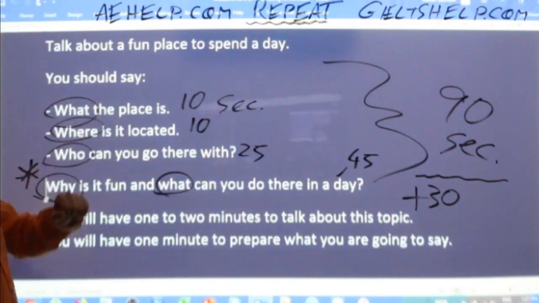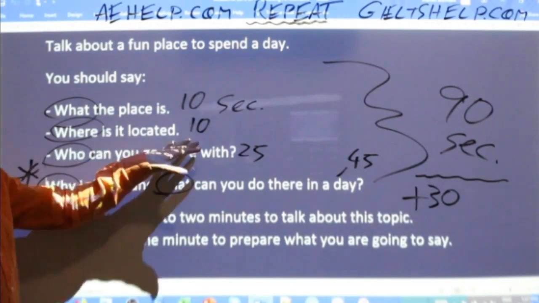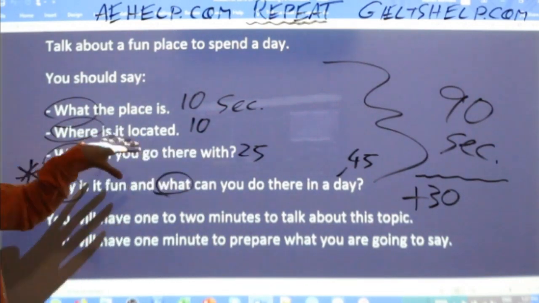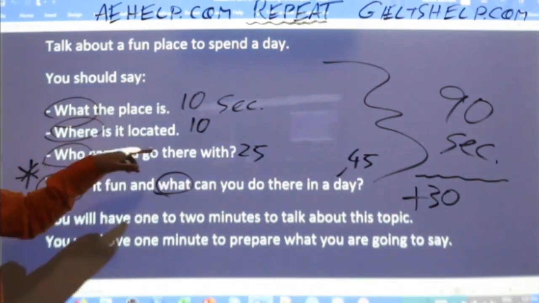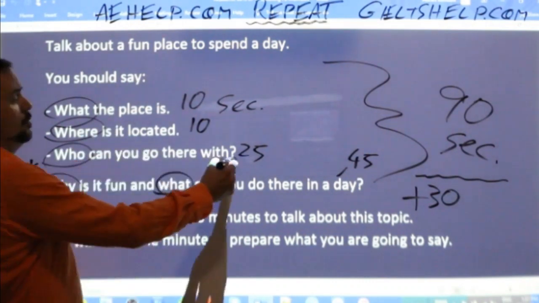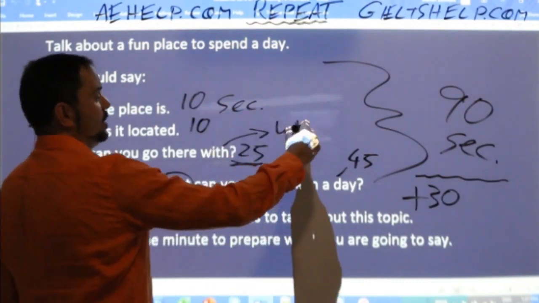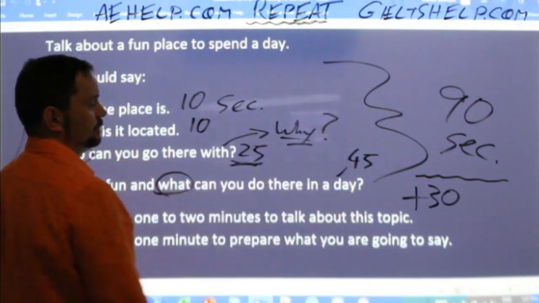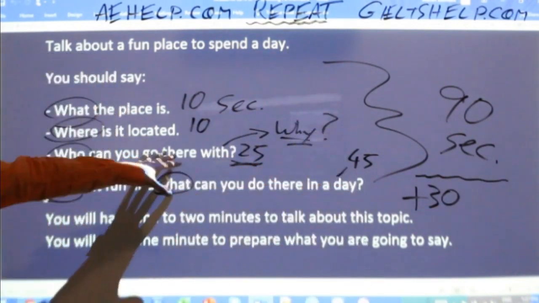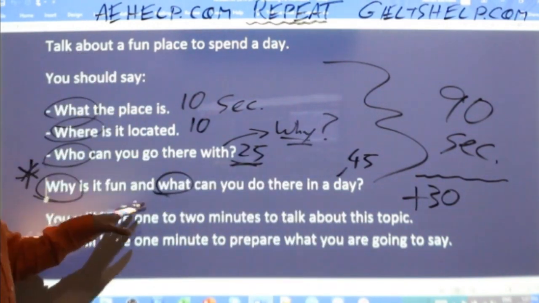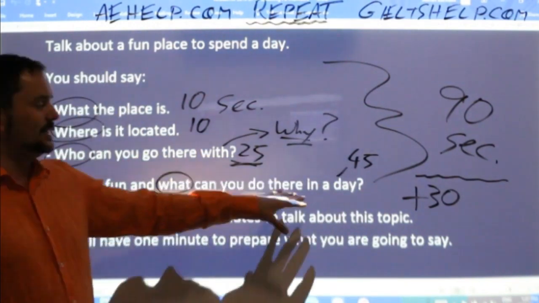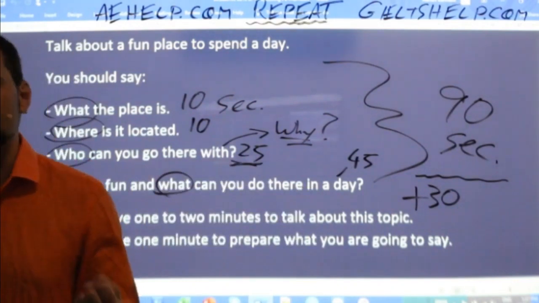So if I want to get really technical for this cue card, members, viewers, I would say spend 10 seconds on explaining what the place is, another 10 seconds explaining where it's located, and 25 seconds on who you can go there with. Of course, here you'd want to add the question of why you go there with those people. Okay, we're more interested in that. And then why is it fun and what can you do there in a day? That's kind of your main question.